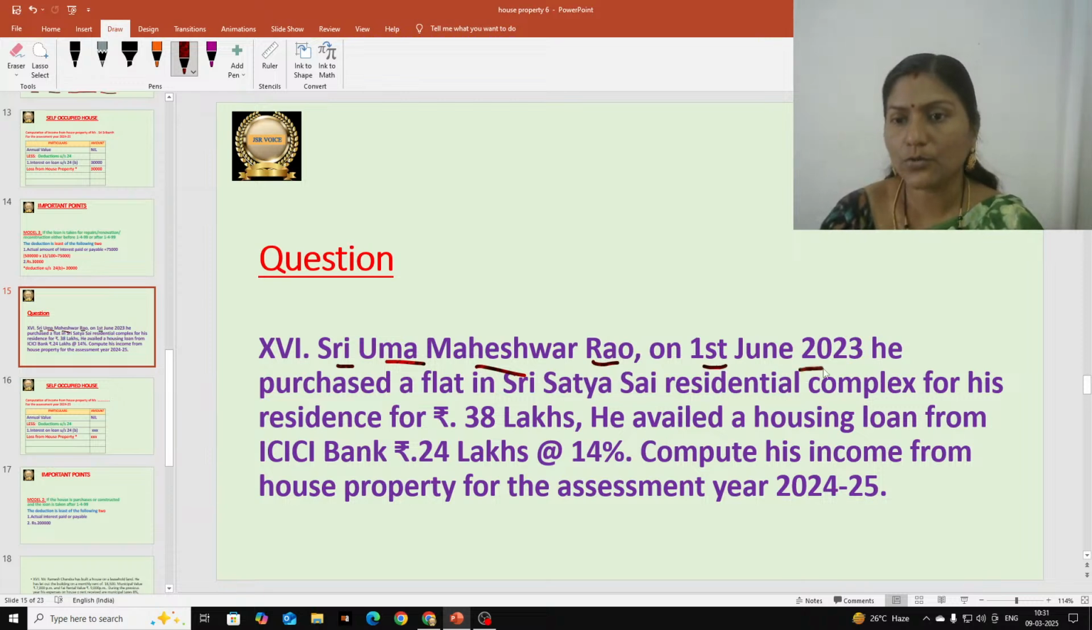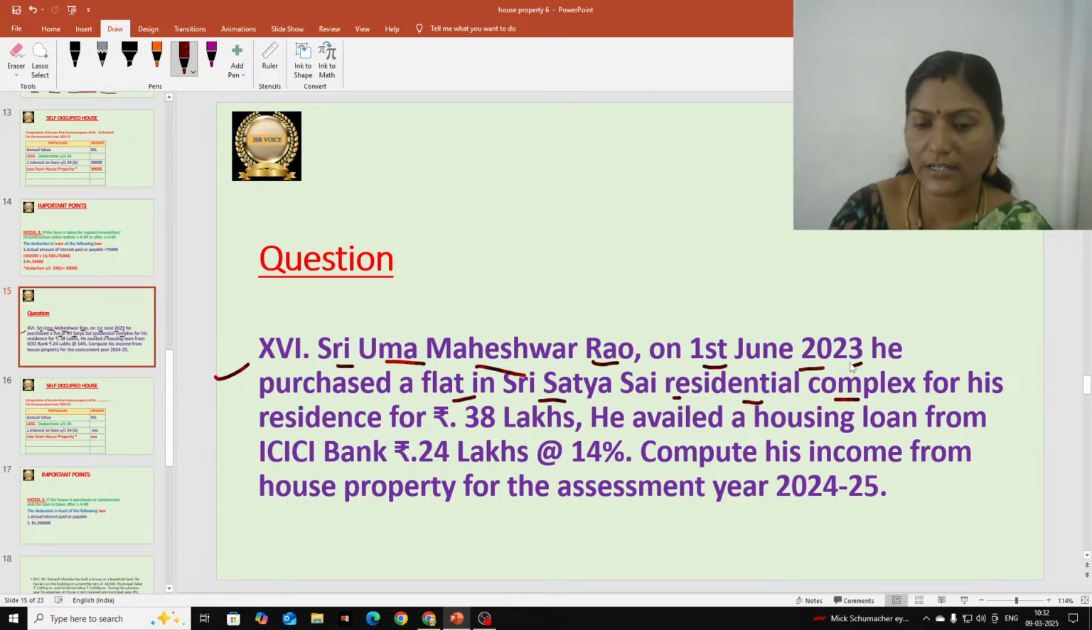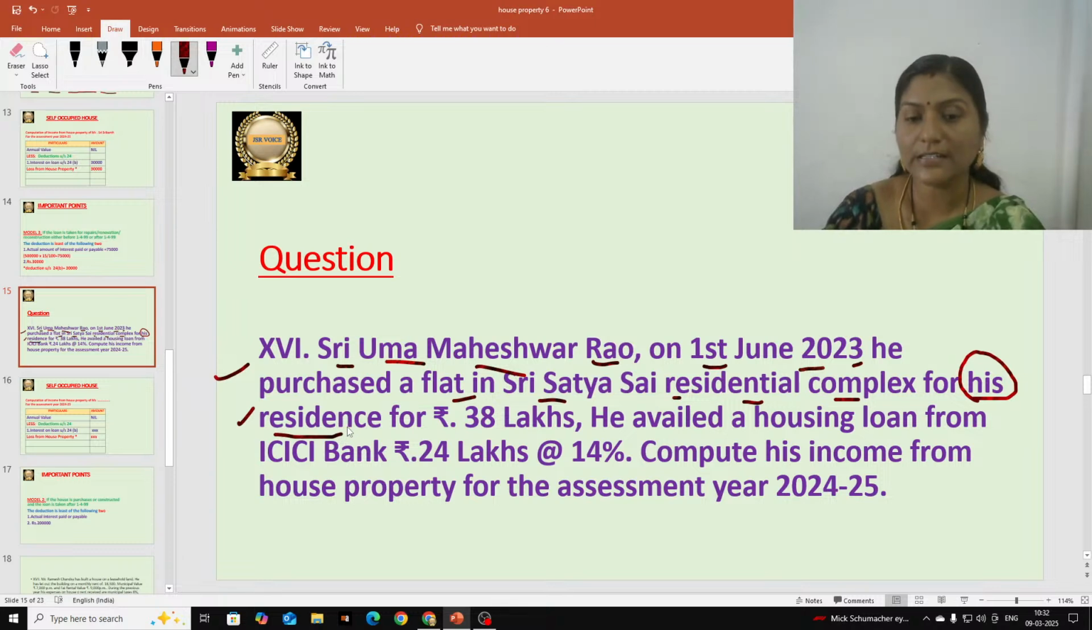On 1st June 2023, he purchased a flat. Okay, he is purchasing one flat, students. Where is he purchasing? In Sri Satya Sai Residential Complex. He is purchasing it for his residence. So he himself wants to stay in that house. So it is a self-occupied house, students. And what is the purchasing price of the house? It is 38 lakhs. And he availed a housing loan.